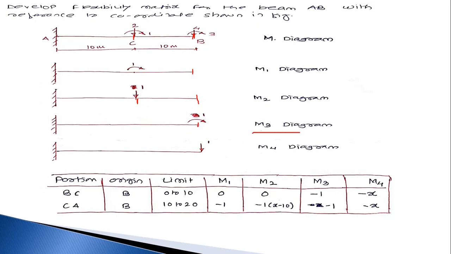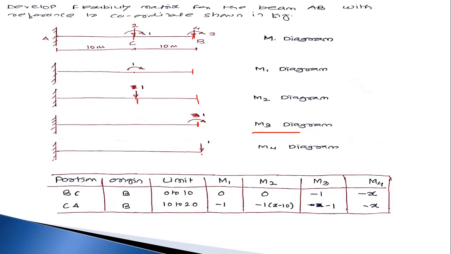Now I am considering coordinate number 3, that is the M3 diagram, with respect to B. This is one moment, a clockwise moment, and a clockwise moment on the right side is -1. So M3 is -1. The moment is directly considered without multiplying by distance.